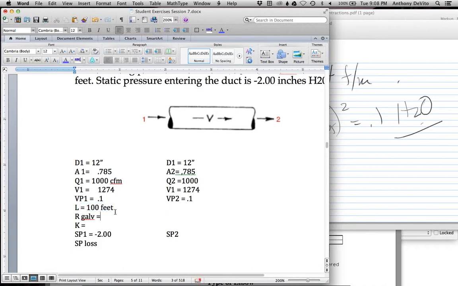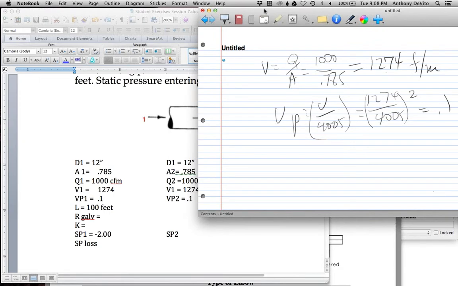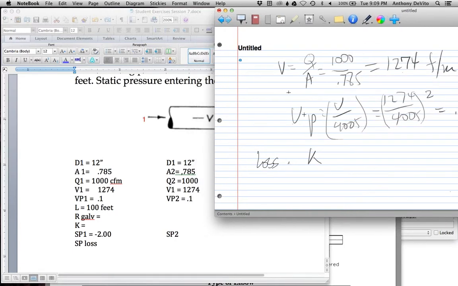Now we want to figure out what the loss is here. So what determines the losses in ductwork? Well, to figure out what our loss is, we're going to be looking at K, a factor for ductwork in this case. We're always going to have some factor that we use to determine the rate of loss. K times the velocity pressure, right? Besides K, there's another factor. It's called R for roughness.